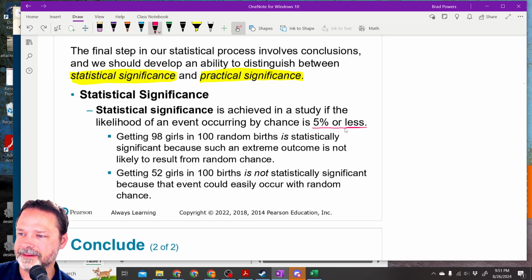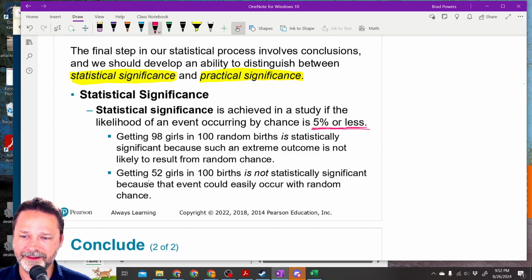5% or less. That's kind of our magic number there. So getting 98 girls in 100 random births, that's highly unlikely. You should be around 50 out of 100, about half. That is almost all of them. So something like that is not likely to happen. Therefore, it is statistically significant because such an extreme outcome is not likely to result from random chance.